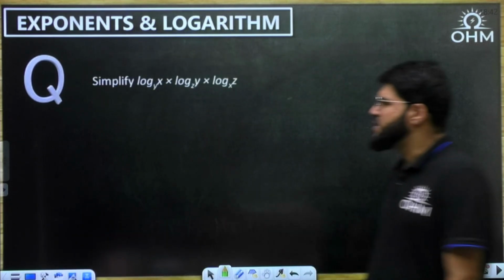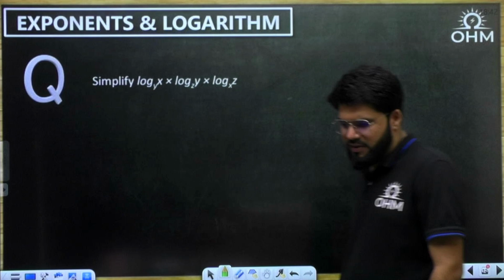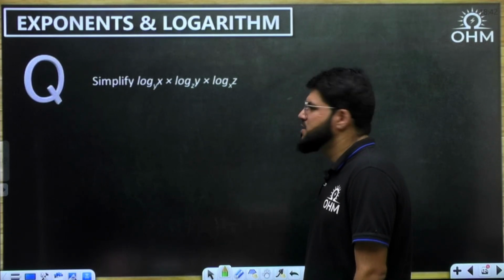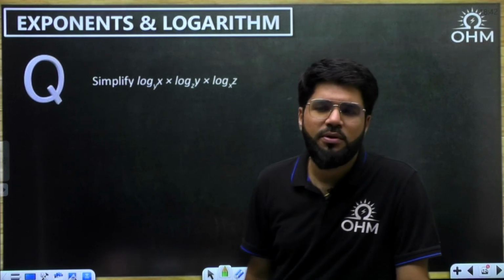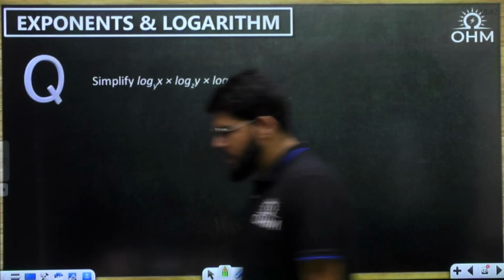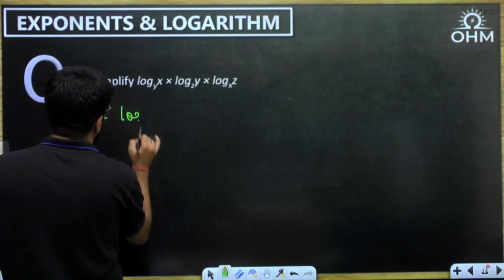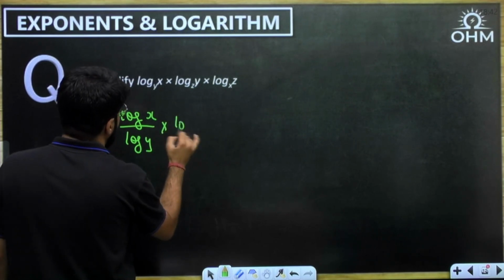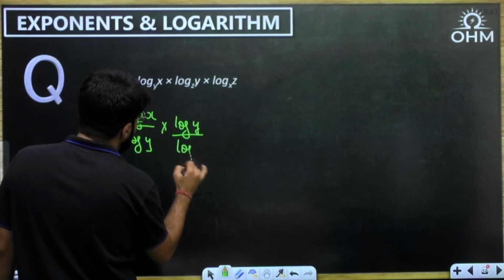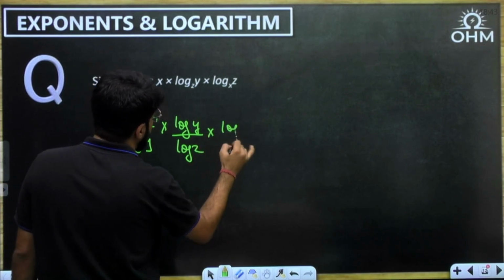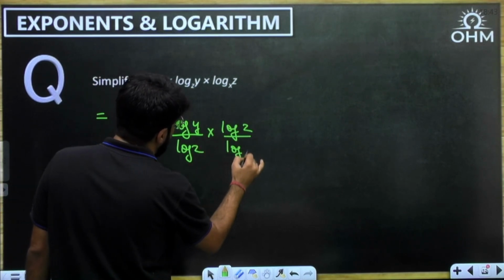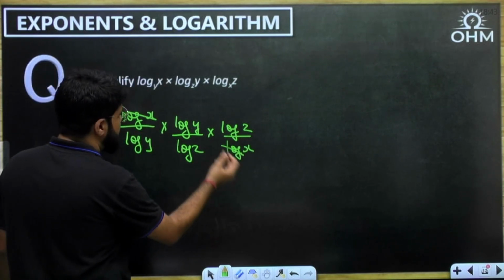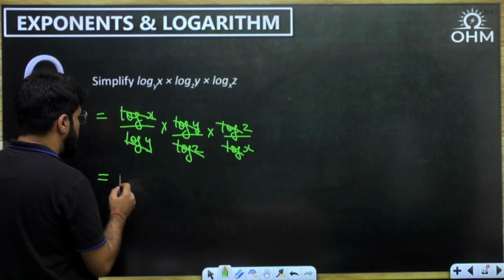And here is the next question. Again, a simple one. They are taking simple properties first. Simplify log x to the base y times log y to the base z times log z to the base x. Again, you can use log b to the base a is log b upon log a. So this can be written as log x upon log y, times log y upon log z, times log z upon log x. Everything cancels. Log x cancels, log z cancels, log y cancels. Answer is 1.